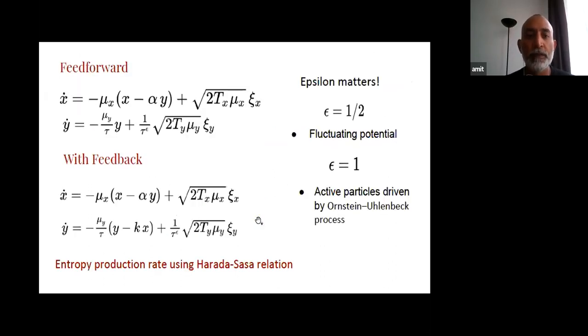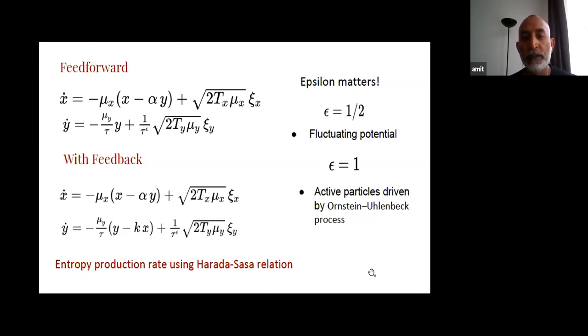So what we study is we consider two particles driven by two different temperature baths interacting with each other. To analyze the effective equilibrium limit, we introduce a timescale separation between them through a variable tau, which essentially makes the variable y much faster than variable x. To compare with various models like that of active particles and that of switching fluctuating potentials, we try two different values of epsilon, epsilon equal to half and epsilon equal to 1, which lead to different results and is one of the main points.